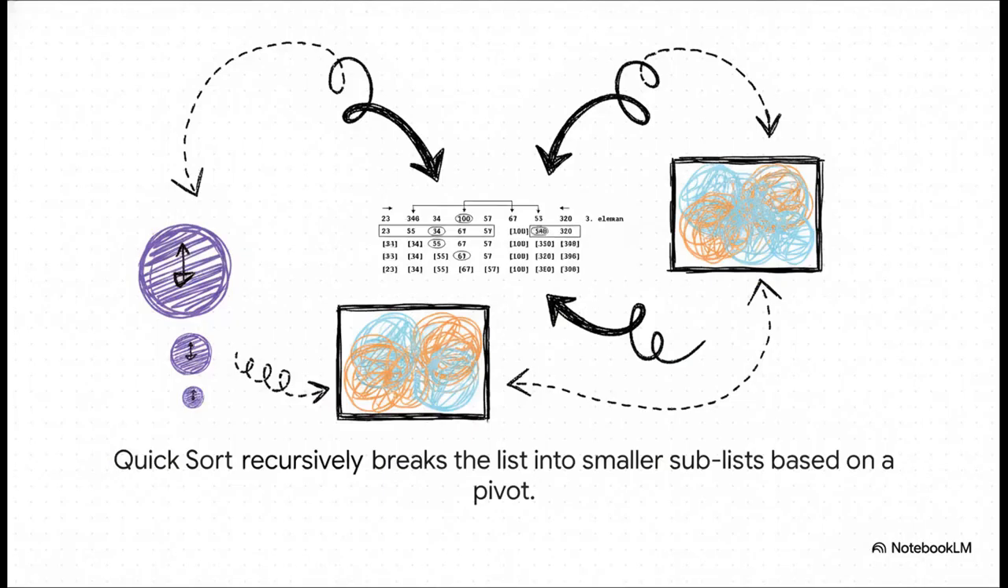So what happens next? You've got two smaller, unsorted lists, right? One on each side of your pivot. Well, the really cool part is you just run quicksort again on each of those smaller lists. You pick a new pivot, you split the data, and you repeat this process over and over. This is called recursion. You keep breaking the problem down until you're just left with little lists of one item. And at that point, the entire thing is sorted.